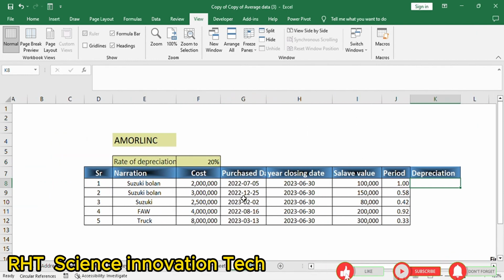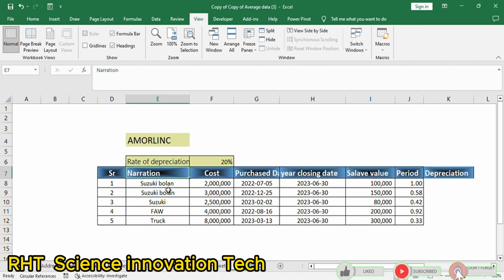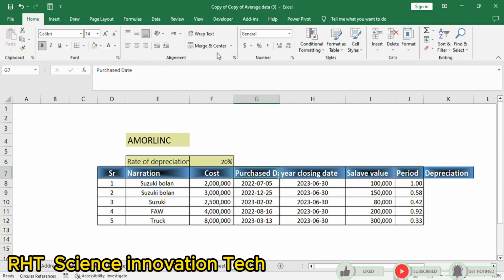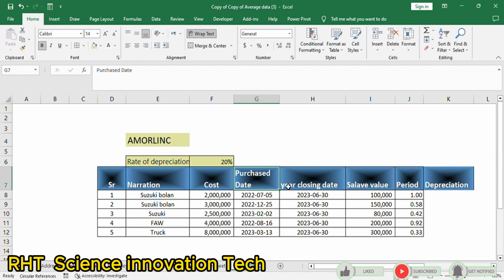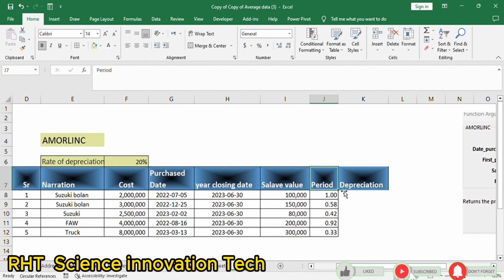I have this data. These are some assets that have been purchased by the company, and this is their cost. This is the purchasing date, and this is the year closing date. This is the salvage value, and this is the period for which we're going to calculate the depreciation.